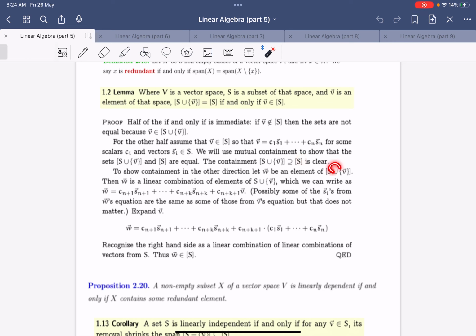For the other side, if you take any element in here, because W is a linear combination of this, we can write it as this. But V is a linear combination of this, so now it just reduces to a linear combination of S1 to Sn. And so W will be an element of the span of S. Hence, this shows that both containments hold true. This means that S union V equals S. Hence, we have proven this lemma.